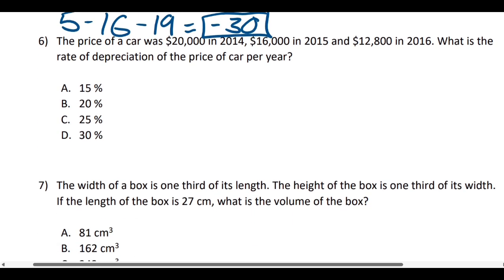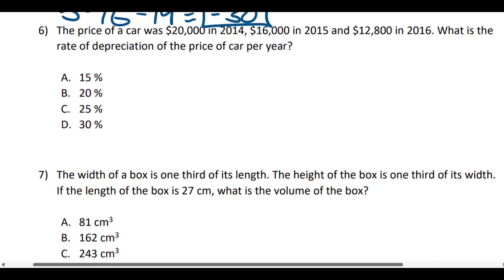Starting with number 6, we've entered the calculator portion of the exam. The price of a car was $20,000 in 2014, $16,000 in 2015, and $12,800 in 2016. What is the rate of depreciation of the price of the car per year?